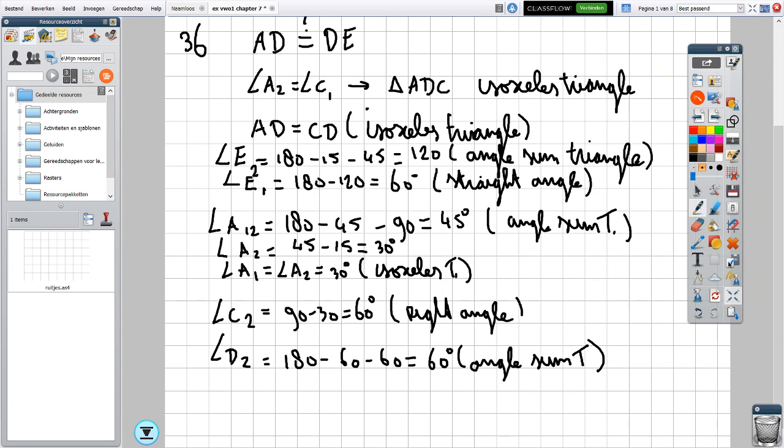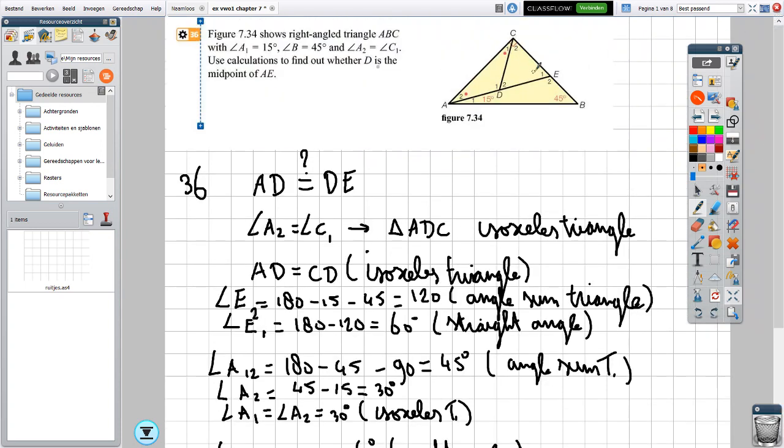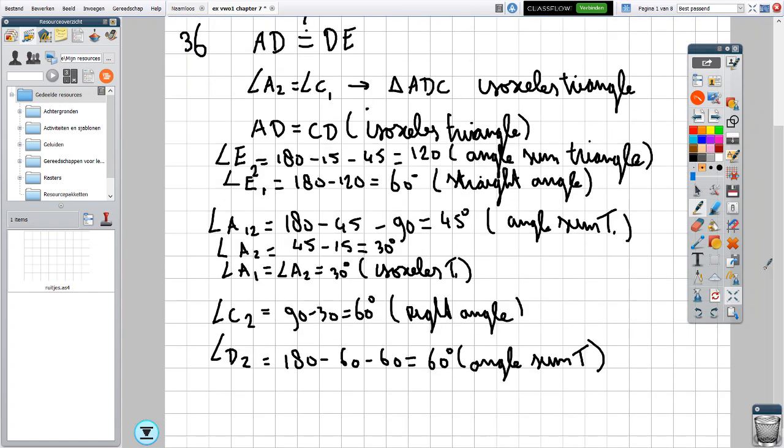But because all the angles are 60 degrees, I've just shown you that angle D2 is 60, E1 is 60, C2 is 60. So triangle DEC, oh, it's acting out again. Why is it always acting out in the end? It feels that I'm almost done.